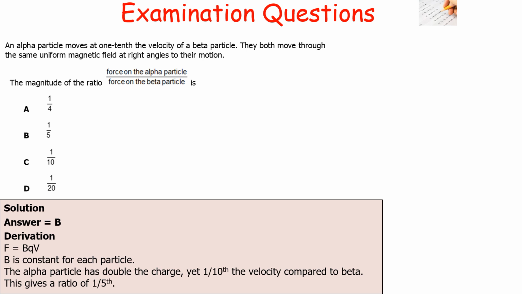Now it tells us that because in the question it's moving at a velocity of 1/10, and we know that the charge on an alpha particle is double because an alpha particle has 2 protons and 2 neutrons, whilst the beta is just 1 electron, so it's got double the charge. So therefore when we work it all through, we've got a ratio of 1/5. So our answer is B.